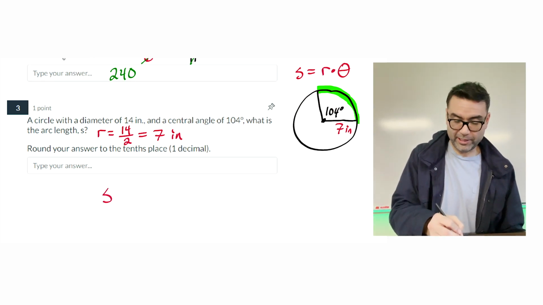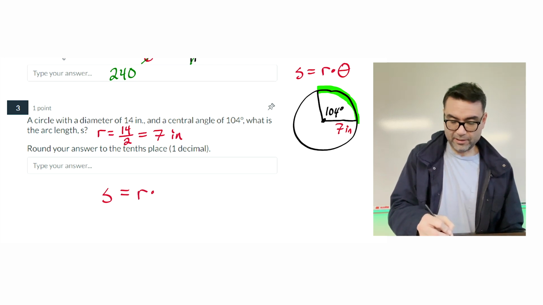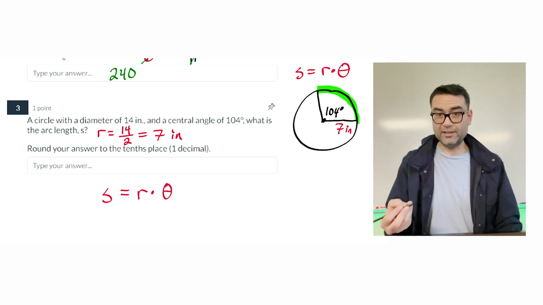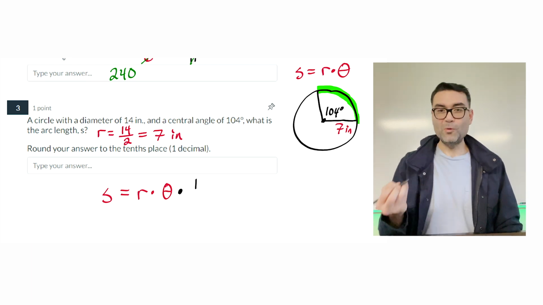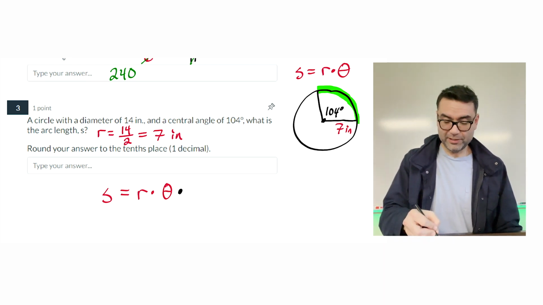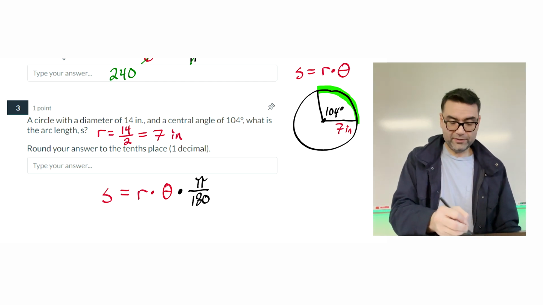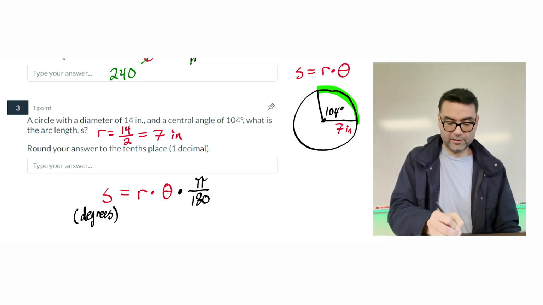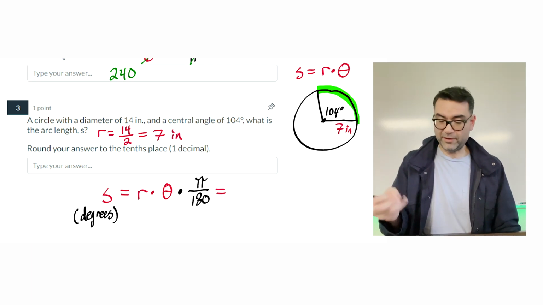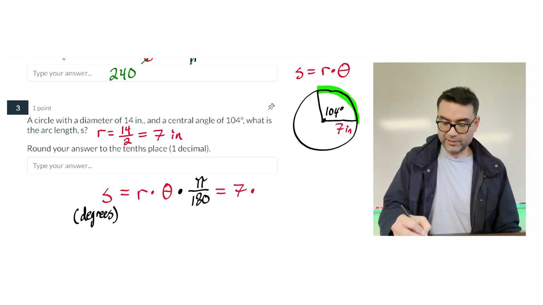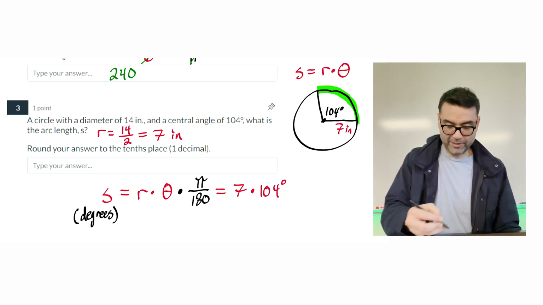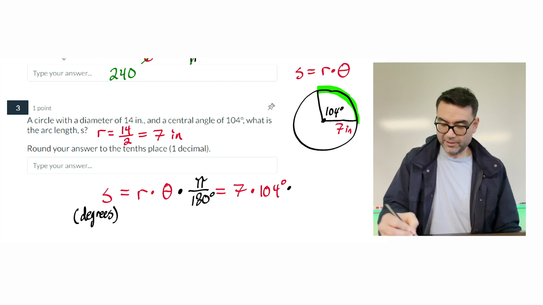So to use the formula correctly, we're going to have to convert. Let me rewrite the formula. It would be S equals R times theta, but since theta is in radians and we have degrees, we have to convert our degrees to radians, so we're going to multiply by pi over 180. Now the formula works with degrees. Let me substitute all my values. So it's 7 inches radius times my angle, 104 degrees, technically my 180 should have degrees, and then times pi over 180.